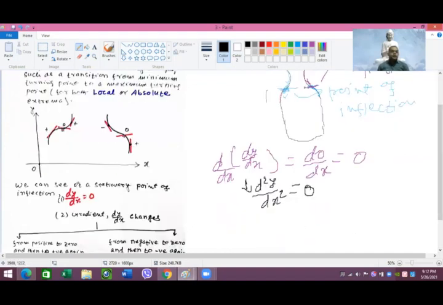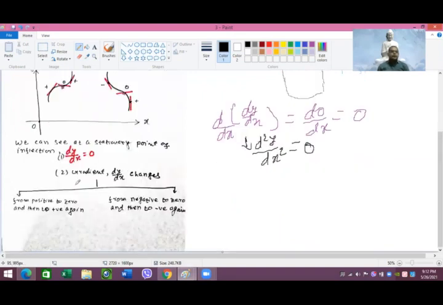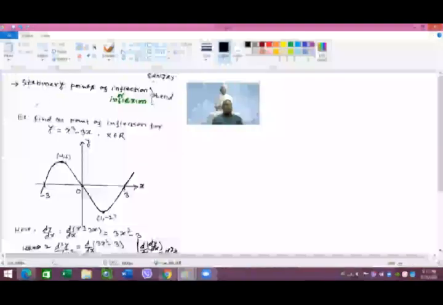So at a stationary point of inflection, dy/dx equals 0, and the gradient dy/dx changes from positive to 0, and then to positive again. Then there is a point of inflection over here. Another case is from negative to 0, and then to negative again. In this case, there is a point of inflection at this point.